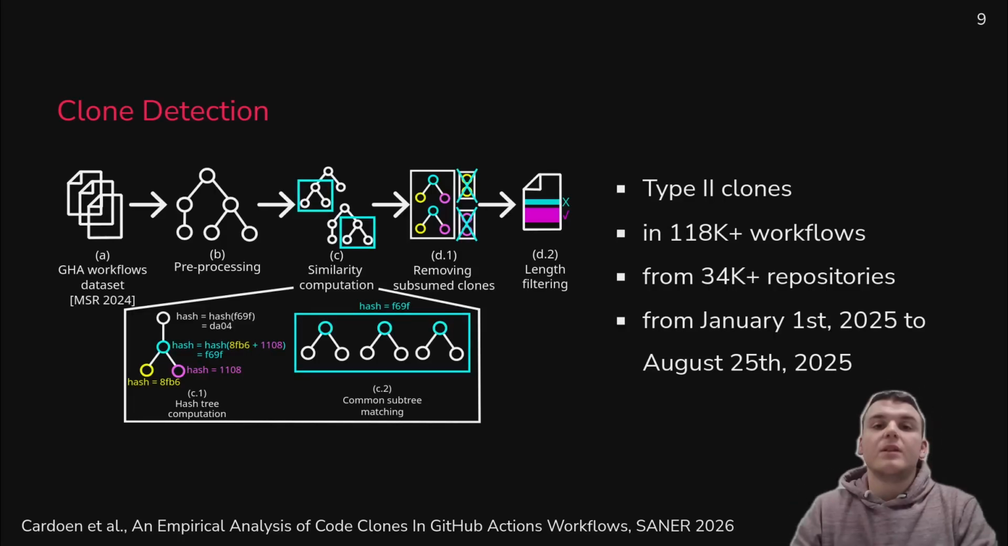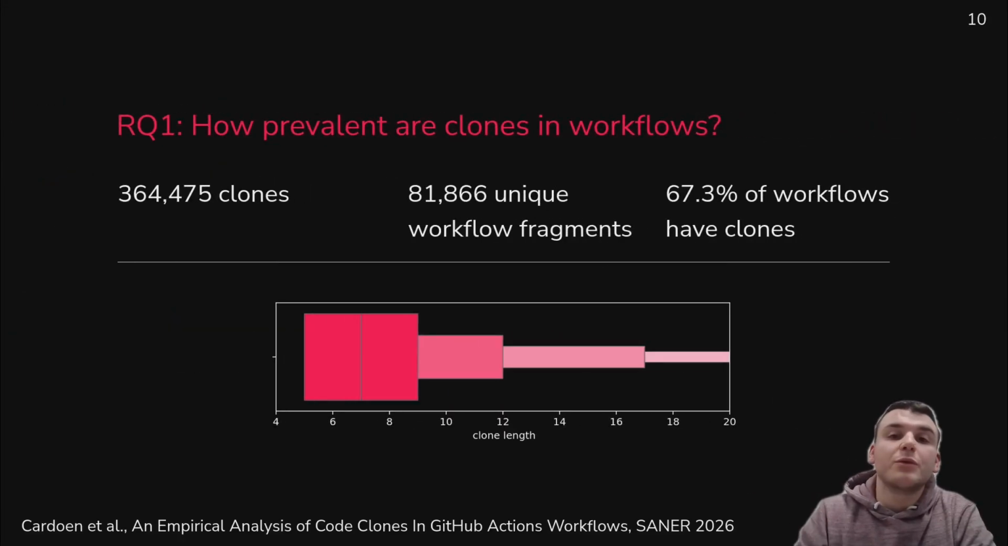In these 118,000 workflows that we analyzed, we found more than 364,000 clones representing more than 81,000 unique code fragments. In all the workflows we analyzed, a bit more than 2/3 had at least one clone, and usually the clone size was between 5 to 9 key value pairs in YAML.